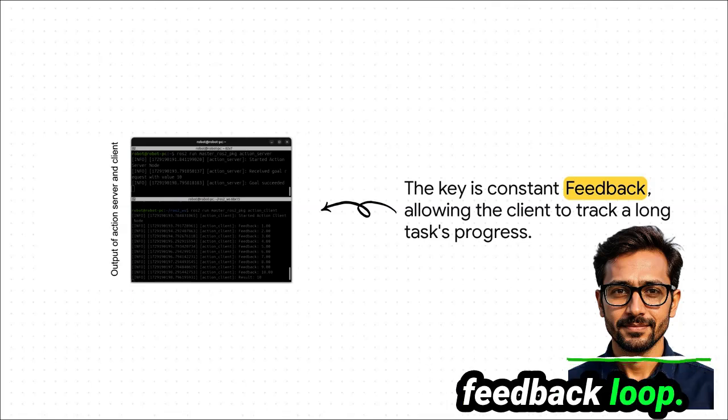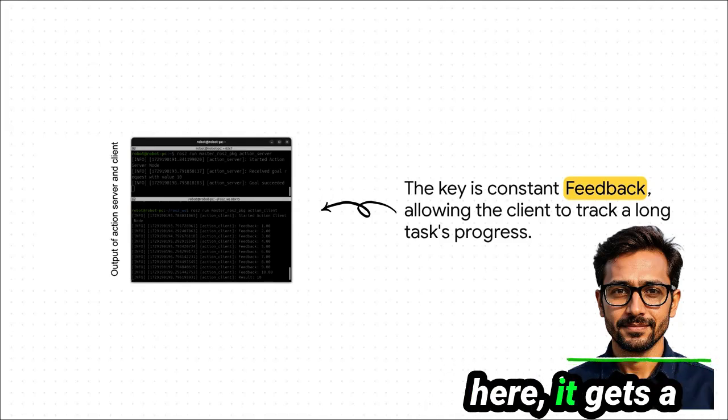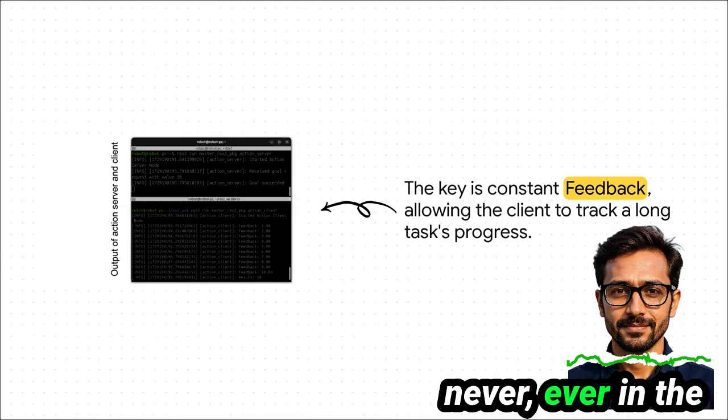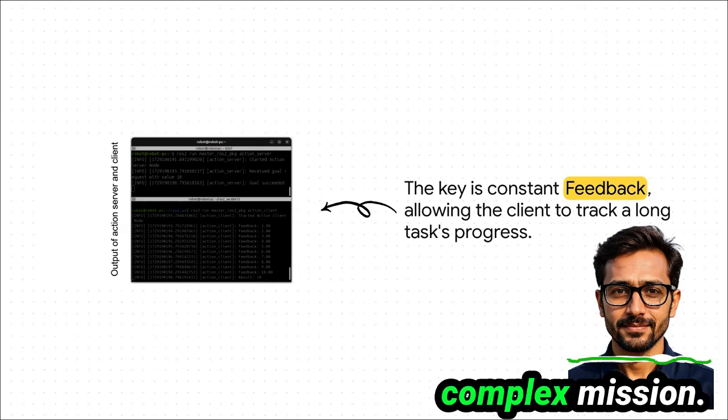It's the feedback loop. After sending that initial goal, the client isn't just sitting there blind. As you can see in the bottom window here, it gets a constant stream of progress updates. The client is never, ever in the dark, which is absolutely essential for any long or complex mission.